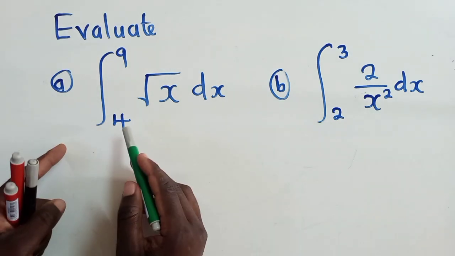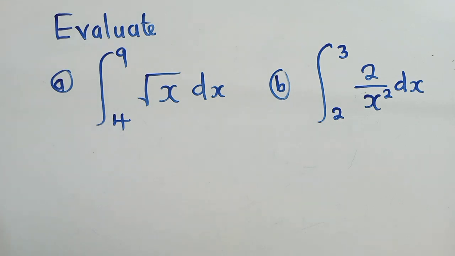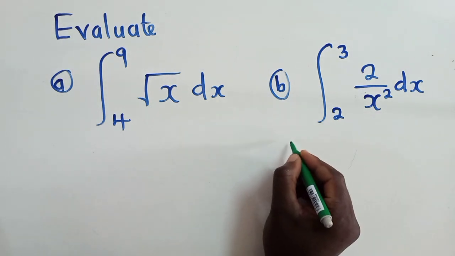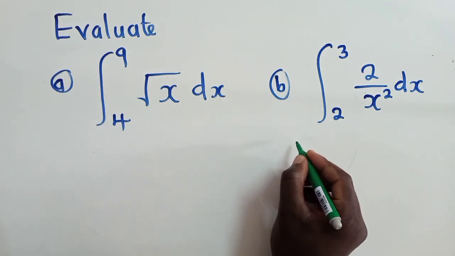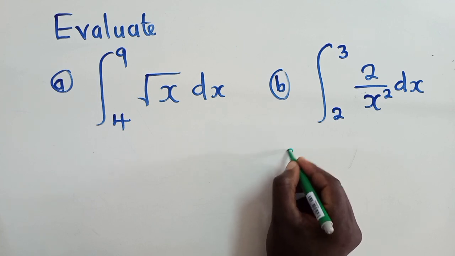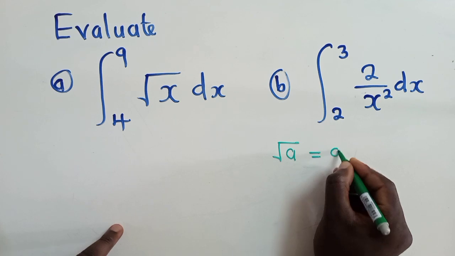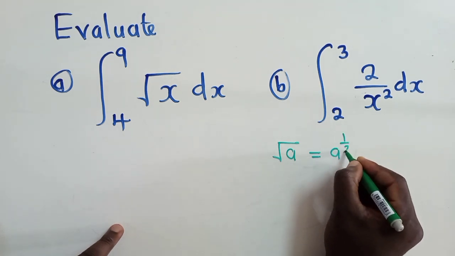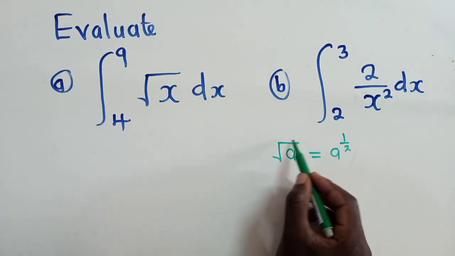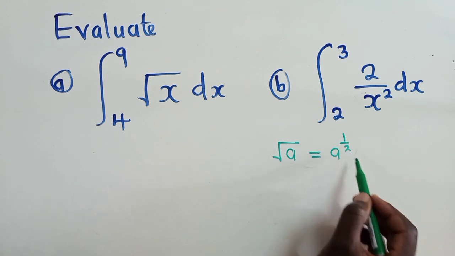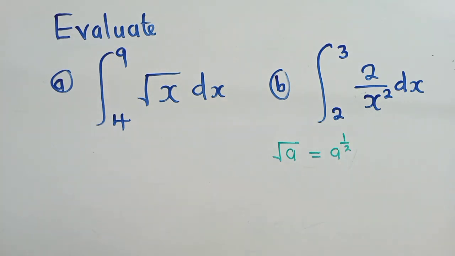Okay, so let's start with A. For question A, you need to know that when you have something like this, a square root of a is the same as a power 1 over 2. So all this root will turn into a power of 1 over 2. So this is the idea we need.